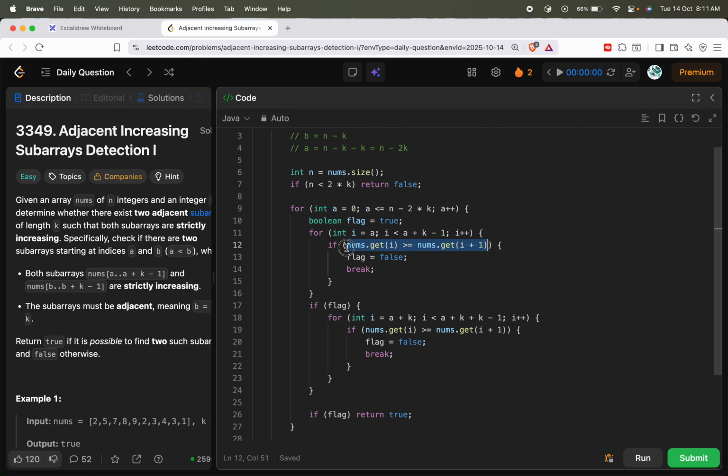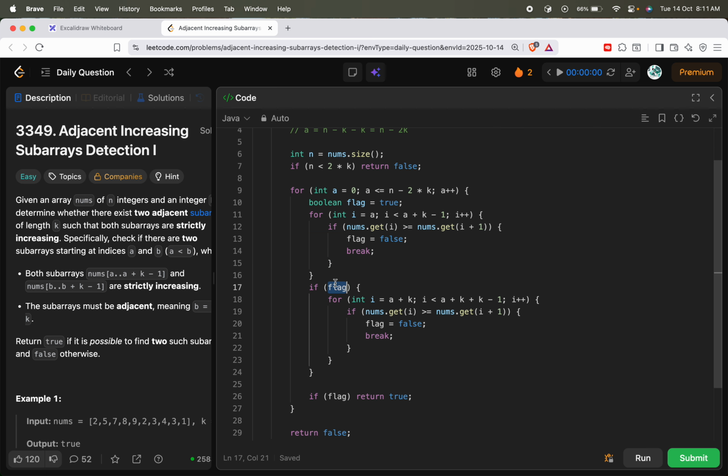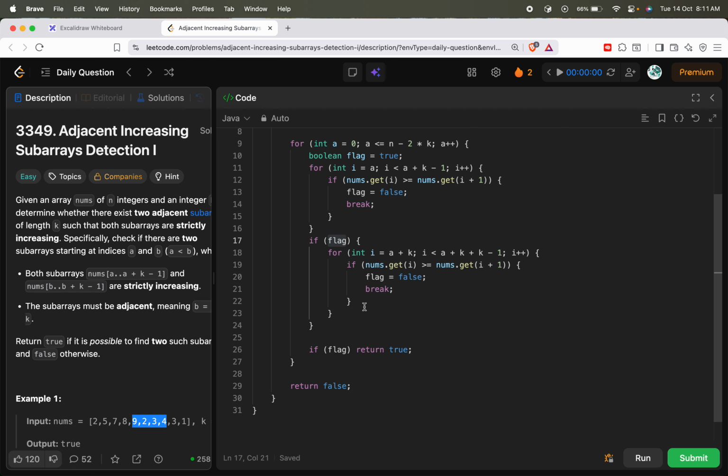If the value at any index is greater than or equal to its next element, that means it's not strictly increasing, then I am making the flag false. I am marking that particular subarray as not strictly increasing. Only if the first subarray is strictly increasing do I have to check whether the next subarray is strictly increasing or not. So I will start my i index at a plus k and go all the way up to a plus 2k minus 1 so that I can compare it with the next element.